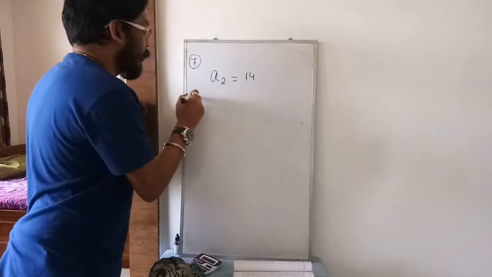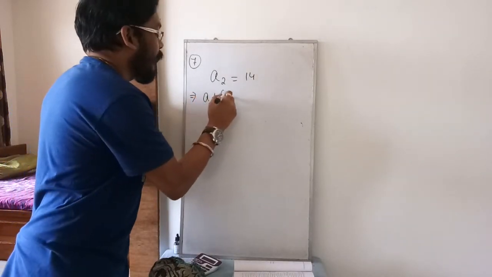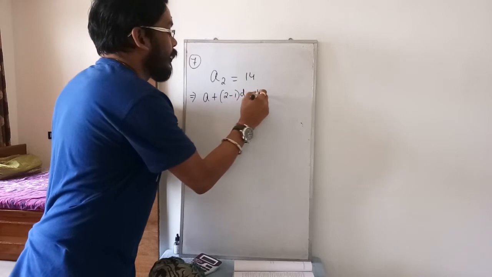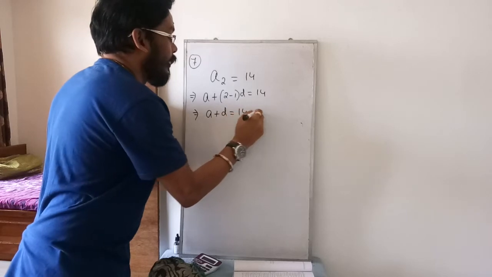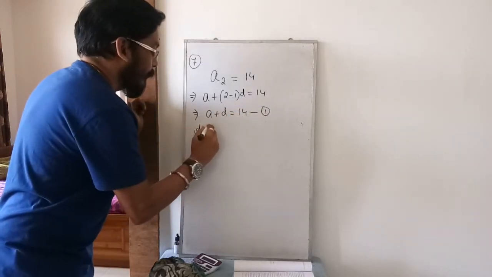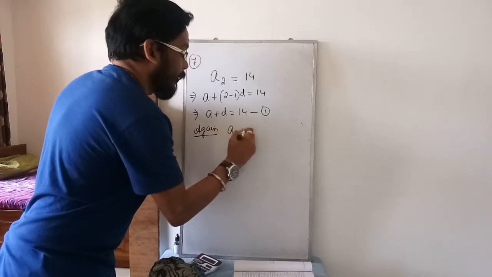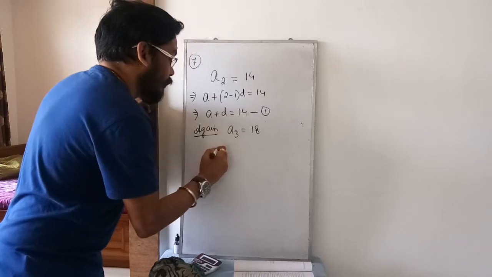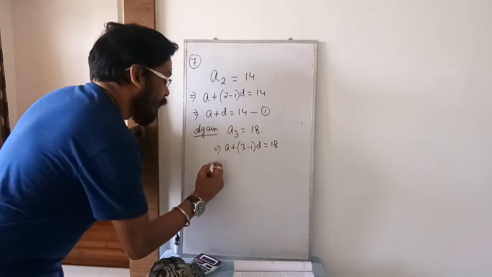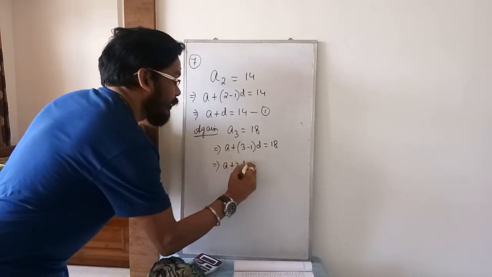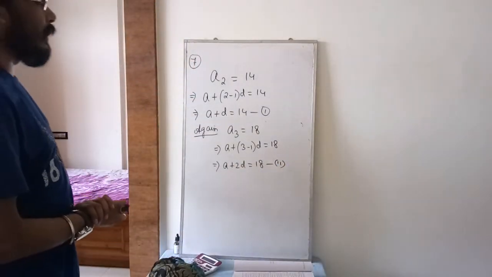When we say a2, an is a plus n minus 1 into d, so a2 will be a plus 2 minus 1 into d equal to 14. So it is a plus d equal to 14. Equation 1. Again, the third term is given as 18, so it is a plus 3 minus 1 into d equal to 18. So it is a plus 2d equal to 18. Equation 2. So we got the first equation and the second equation.